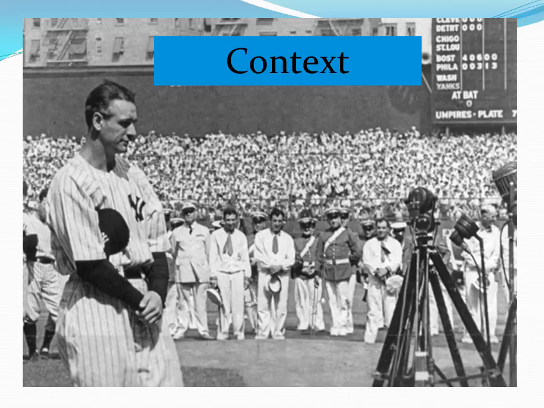So as you know from looking at it in the chapter, the context is that it's July 4th, 1939, and we're at Yankee Stadium, which is in New York City. The guy you see in the foreground there is Lou Gehrig. Lou Gehrig is one of the most famous baseball players of all time. He was a legendary athlete in his own day and remains one today.